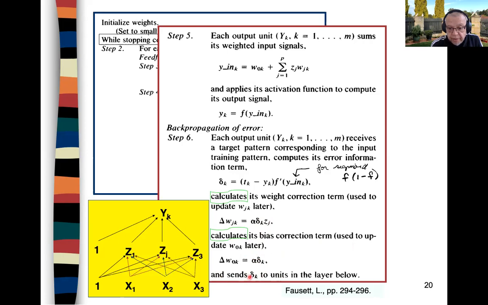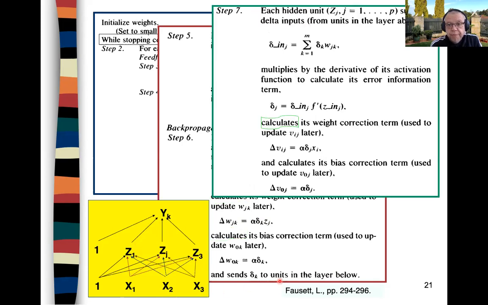Now we send delta K to units in the layer below. So we take this delta K, this portion of the error, of the weight of this error, we propagate it, we send it back to the layer below. Remember, we're back propagating this error, or this portion of the error.